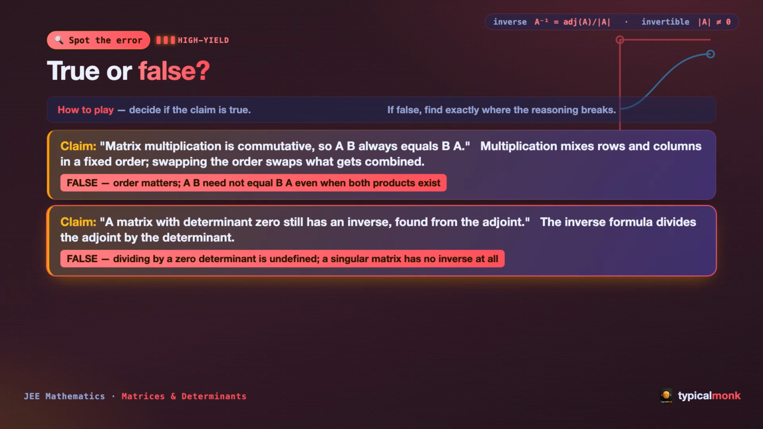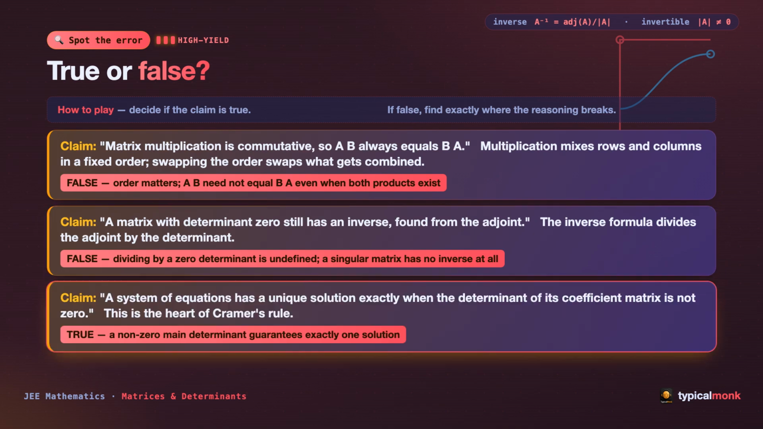Second claim, a matrix with determinant 0 still has an inverse, found from the adjoint. Think carefully. The inverse formula literally divides the adjoint by the determinant. So this is false. Dividing by 0 is undefined, and a matrix with determinant 0, called singular, simply has no inverse at all. Third claim, a system of equations has a unique solution exactly when the determinant of its coefficient matrix is not 0. Check the rule. That is the entire foundation of Cramer's rule. This one is true. A non-zero main determinant guarantees exactly one solution.